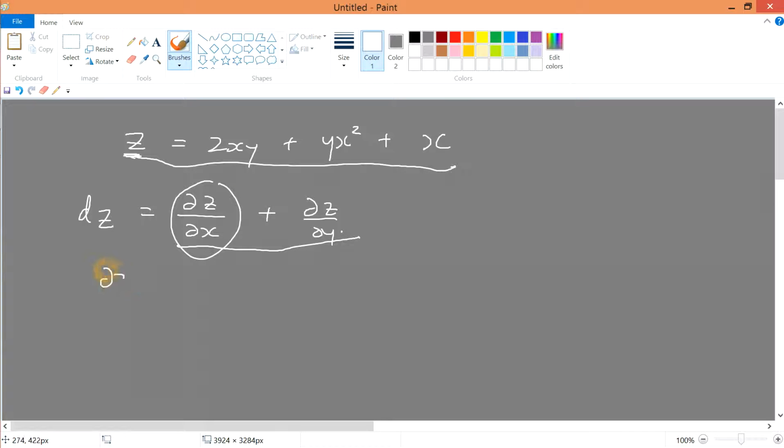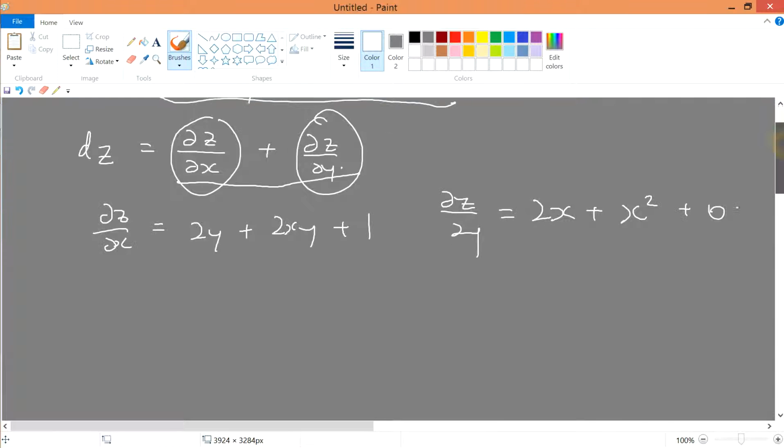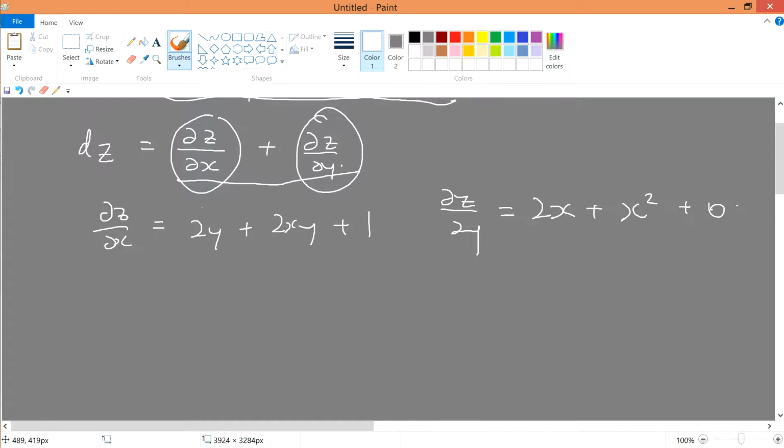Partial z partial x, allow me to write it now. I believe you are already professional now, so I'll just fast finish. I differentiate in terms of x, I will have 2y plus 2xy plus 1. Then I differentiate in terms of y, and I would have 2x plus x squared, and then in terms of y, this one will become 0. Now I bracket this thing first.